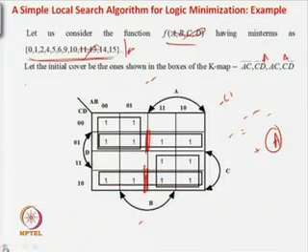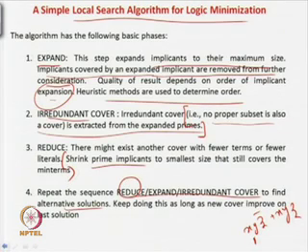Now, in a nutshell, what Espresso does: you are first given any SOP form, and you take it as it is. Then you start reducing, that means you start breaking off some of the terms. Then you expand, in different directions. Once the expansion is done, you find out if there is a redundant cover. If there is a redundant cover, it is eliminated, and your solution has fewer terms, and you keep on doing it.